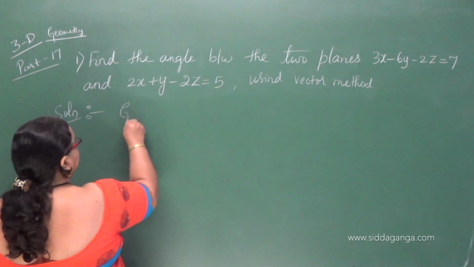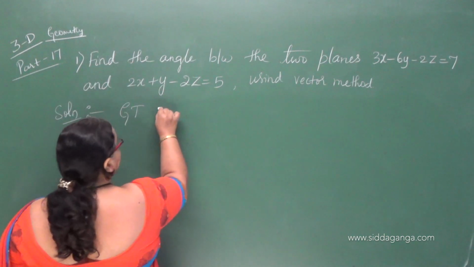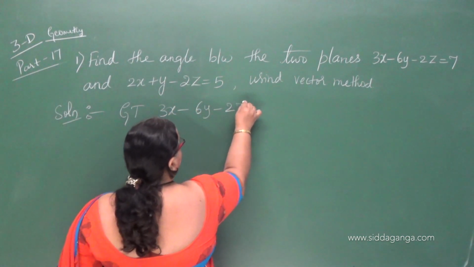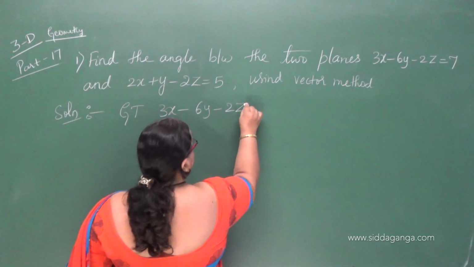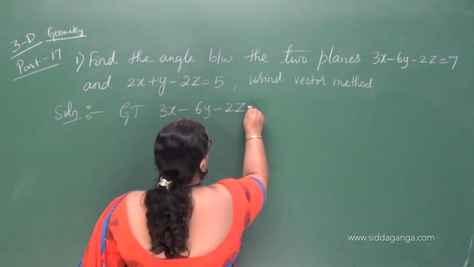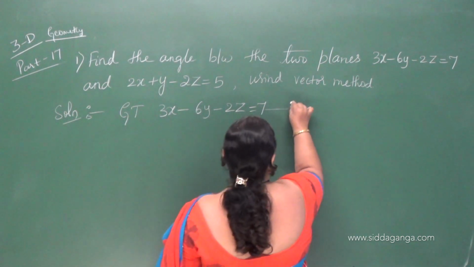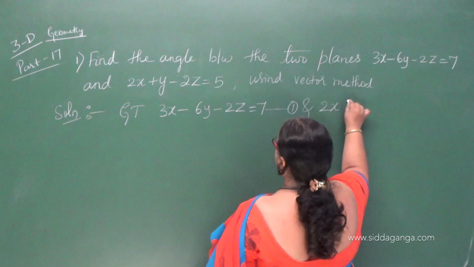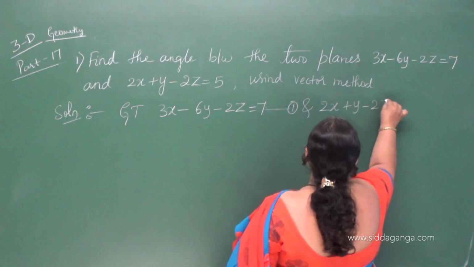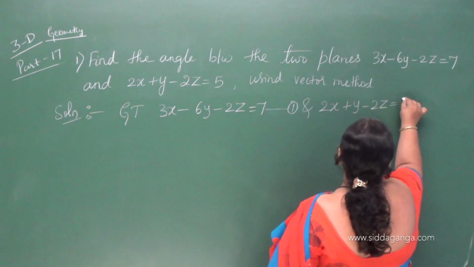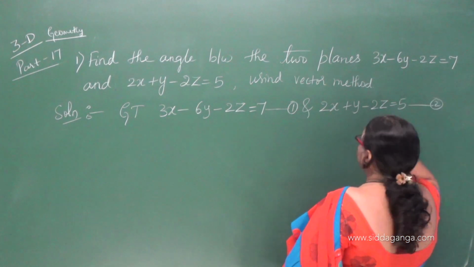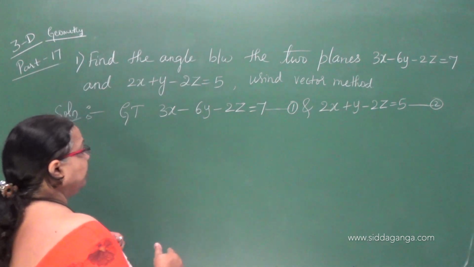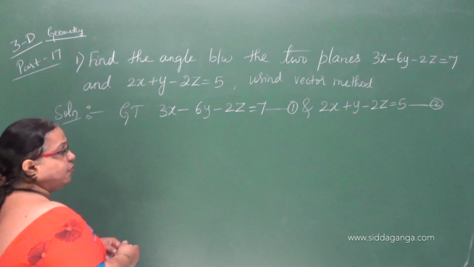So given that 3x minus 6y minus 2z equal to 7, equation 1, and 2x plus y minus 2z equal to 5, equation 2. Now these are the equations of the planes in the Cartesian form.